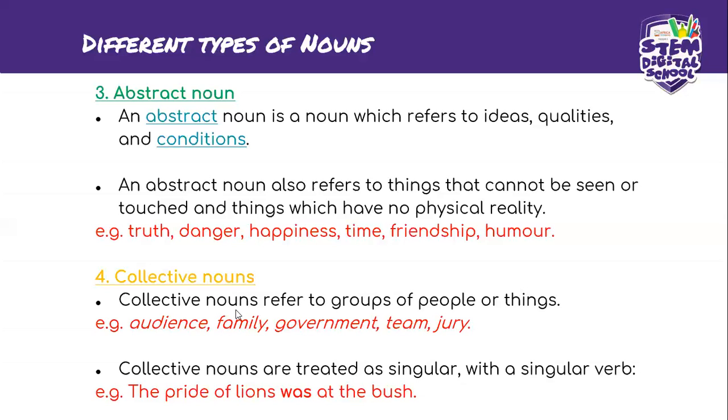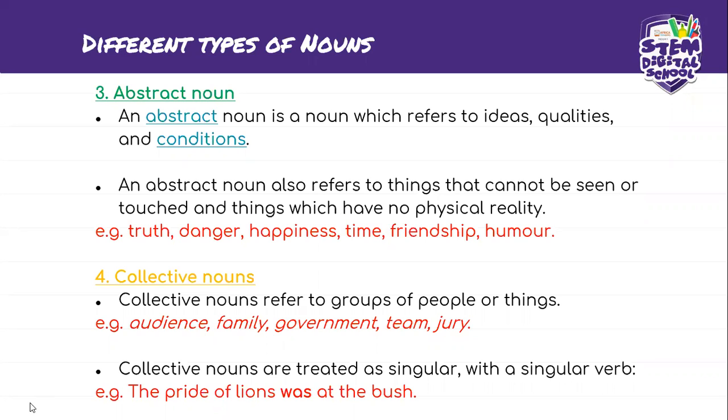Then we have collective nouns. Collective nouns refer to groups of people or things. For example, audience is a group of people who watch something. Family: your mother, your father, your siblings. Government is a group of people: politicians, MECs, ministers. Team could be a group of players of a certain sport. Then we also have the jury. Collective nouns are treated as singular with a singular verb. For example, the pride of lions was at the bush. If we talk about a collective noun, we take it as a single thing. So an audience is singular. It is only one group of people.